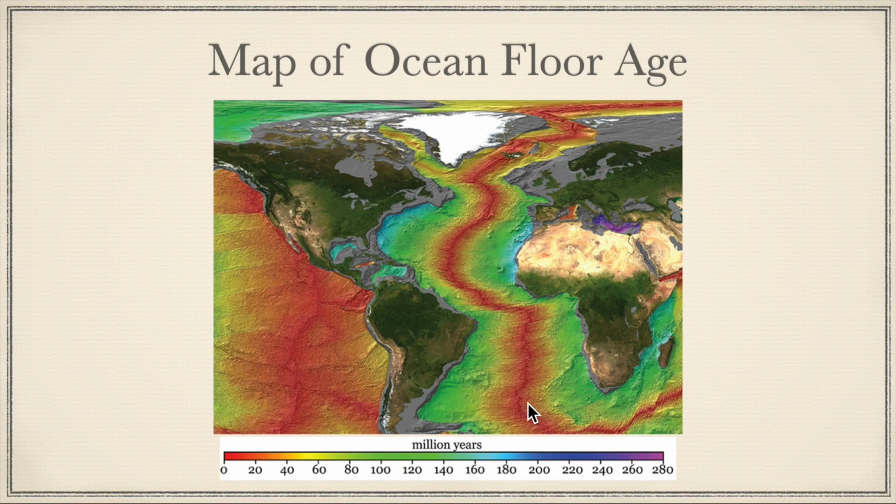So the youngest rocks are found right along the ridge. The oldest rocks are found near the continents. So there's about 180 million years old here. That's some of the oldest ones we find on the seafloor, unless we go over into, say, the Mediterranean Sea and stuff here. You start getting some older rocks. These are about 280 million years old.